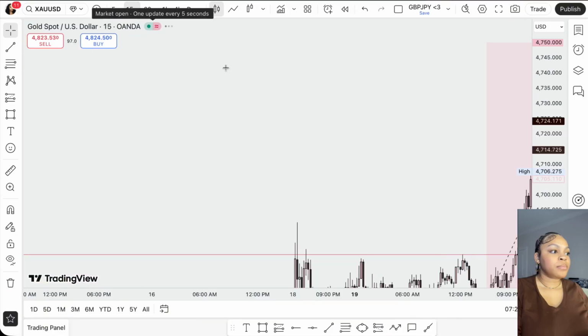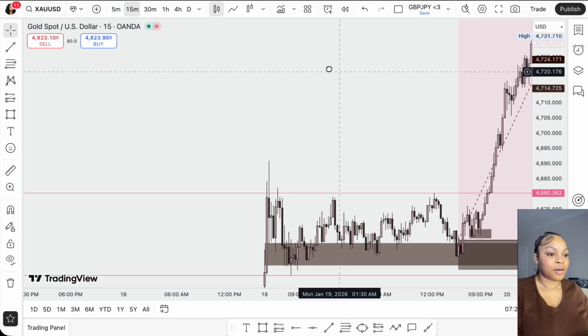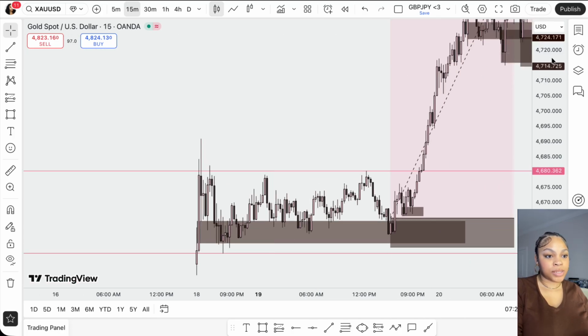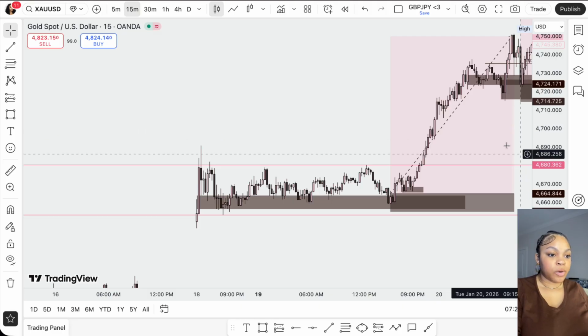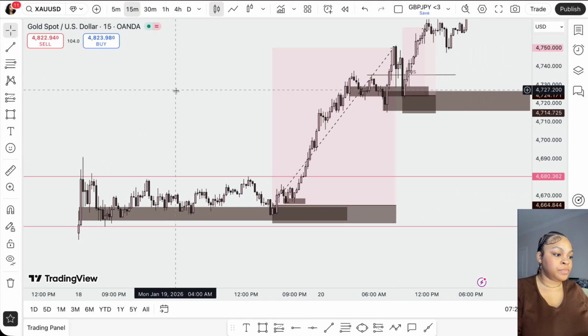So it just really depends on my setup. That's going to determine whether or not I'm in a scalp or if I'm in a day trade, and the vitality of the market. So with these 2 trades that I took.